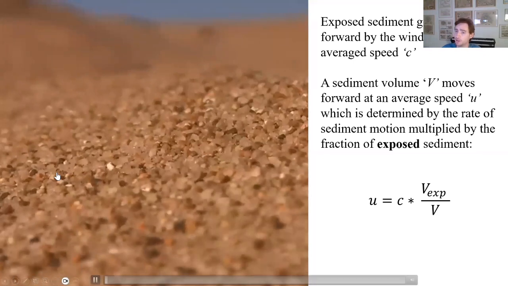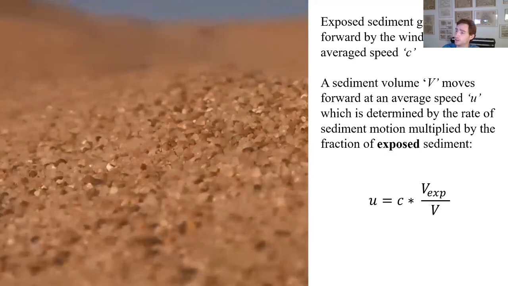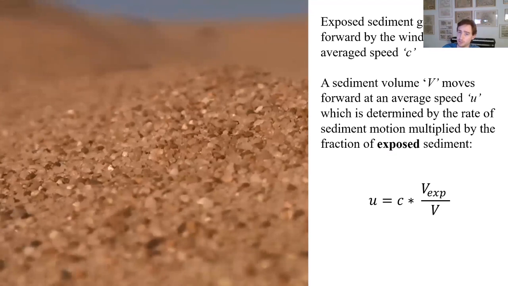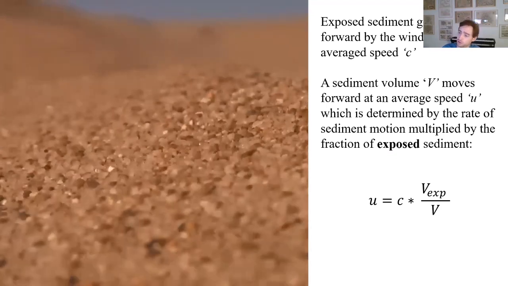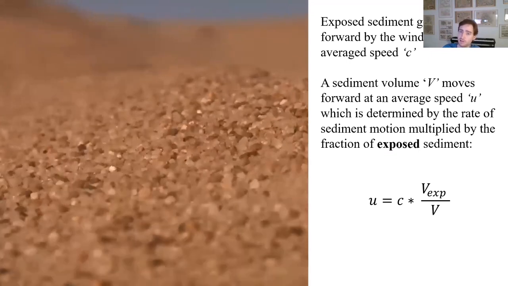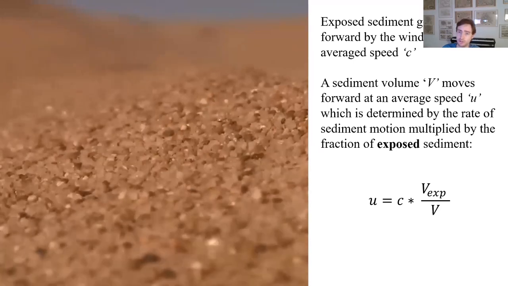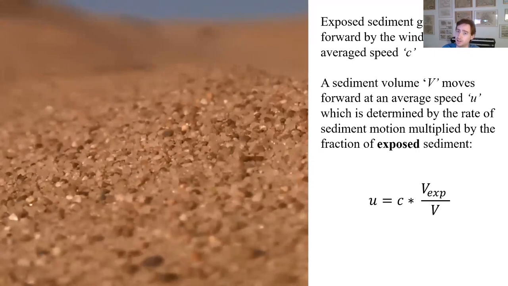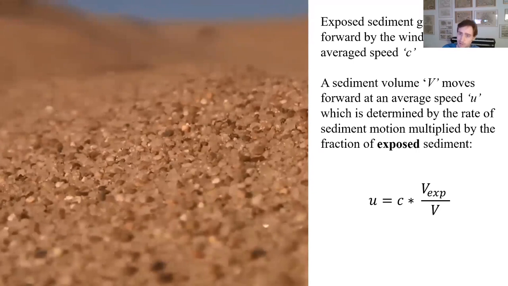If you look at this from really essential basic geometric principles, then something we can state is that as the wind is pushing the sediment, the speed of any volume of sediment will be proportional to the speed of the sediment itself, but also the ratio of the sediment that is exposed. Obviously, if you're moving a volume that is only partially exposed to the wind, then that volume will move less as compared to a volume of sediment that is completely exposed to the wind.